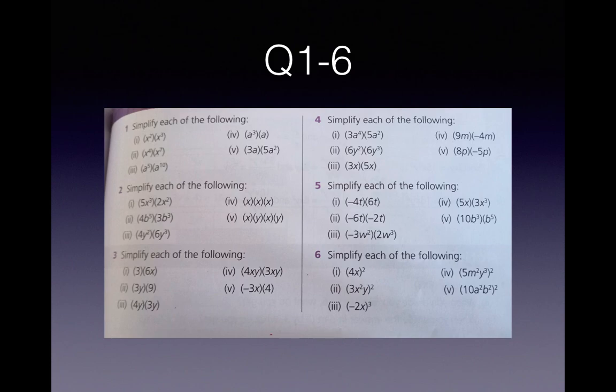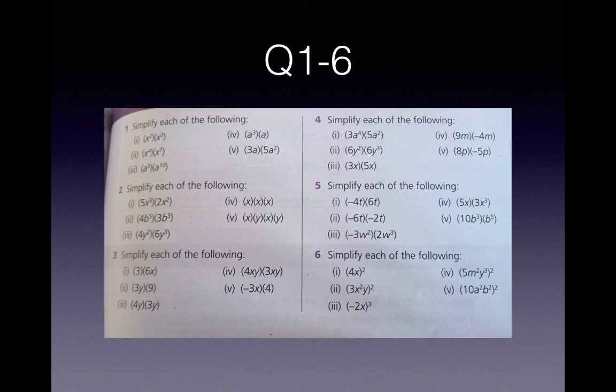Question 3: 18x, 27y, 12y squared, 12x squared y squared, minus 12x. Question 4: 15a to the power of 6, 36y to the power of 5, 15x squared, minus 36m squared, minus 40p squared. Question 5: minus 24t squared, plus 12t squared, minus 6w to the power of 5, 15x to the 4, 10b to the 8.